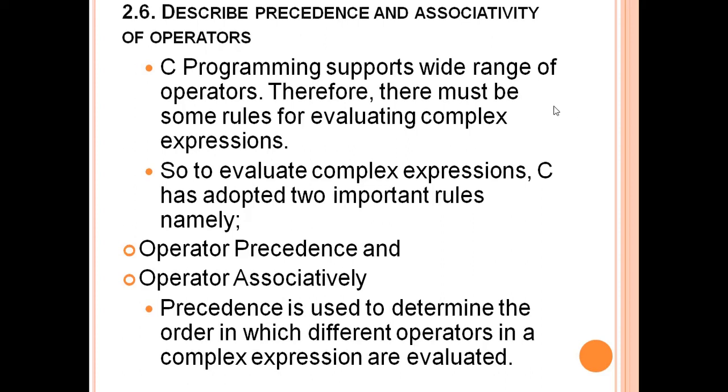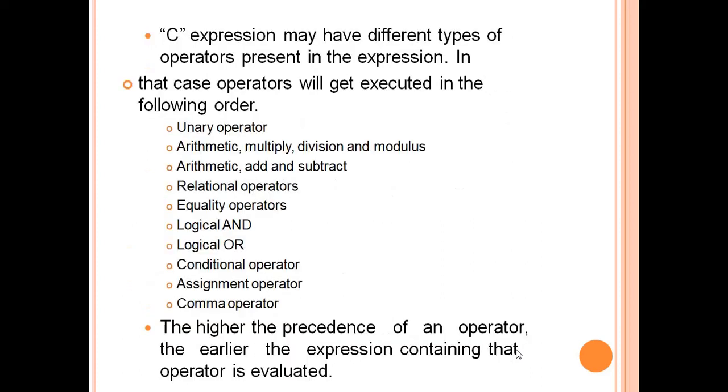Operator precedence is used to determine the order in which the different operators in a complex expression are evaluated. This tells which operator is to be evaluated first. As we know, C has different types of operators, so in this case the operators will be executed in the following order. If an expression has different operators, then the expression is evaluated based on the order of precedence.